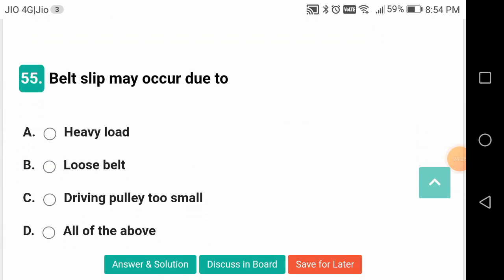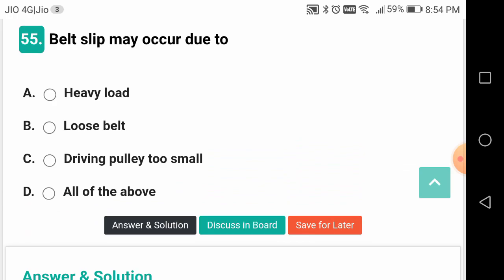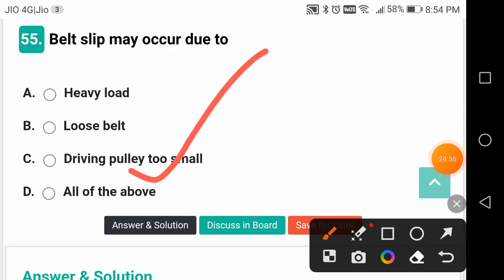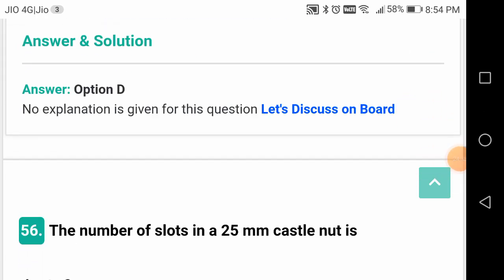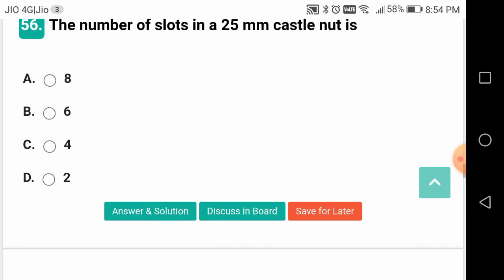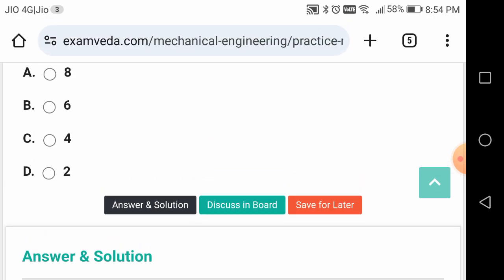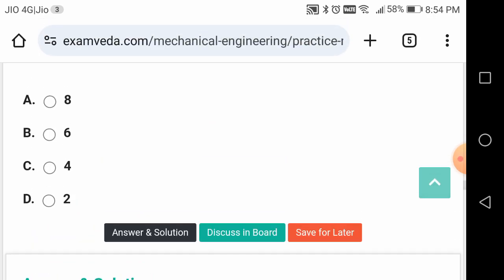Belt slip may occur due to, what is the correct reason? All of the above: under heavy load, loose belt, driving pulley too small. So the correct answer is D. The number of slots in a 25 mm castle nut. This is once again a good question, friends, important from your examination point of view. It is B.